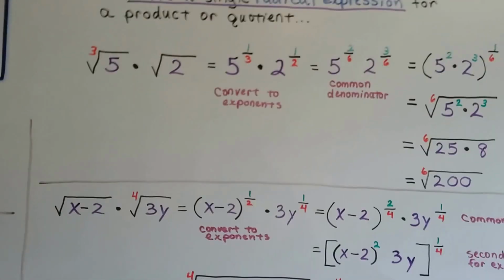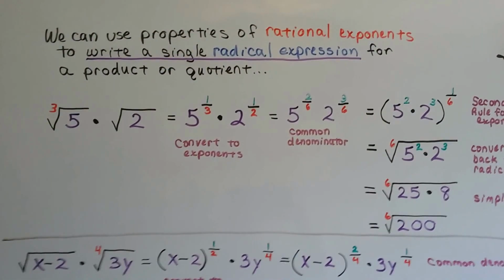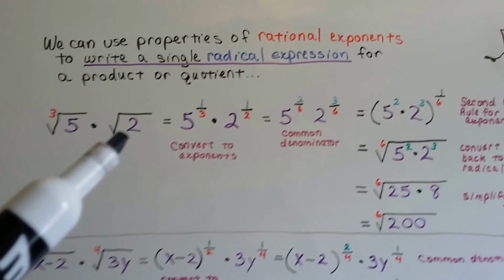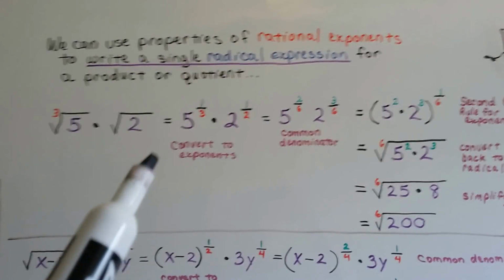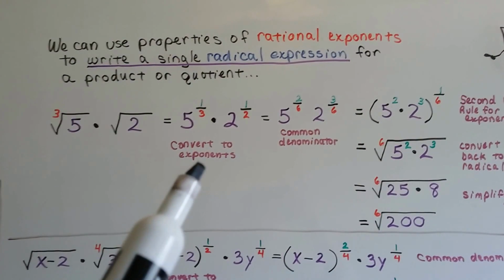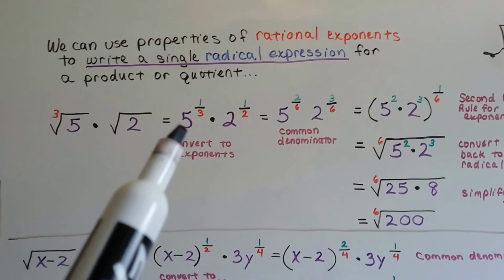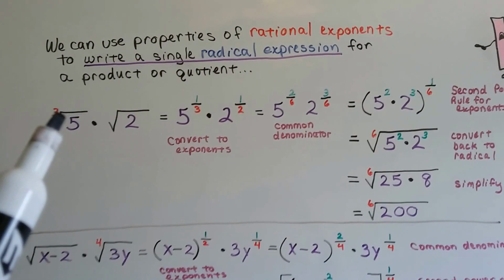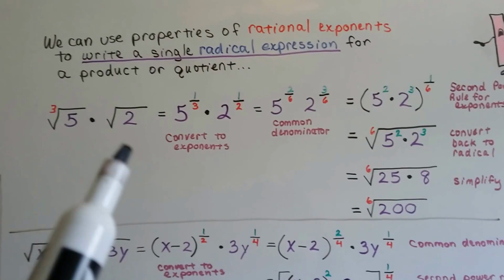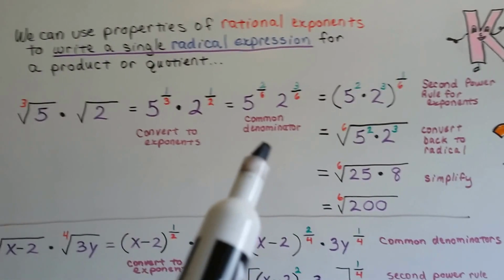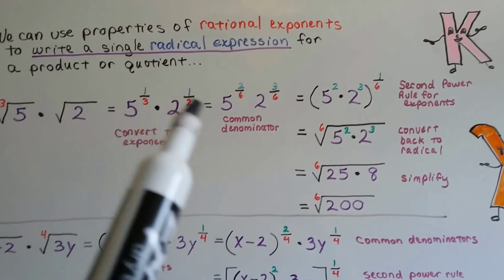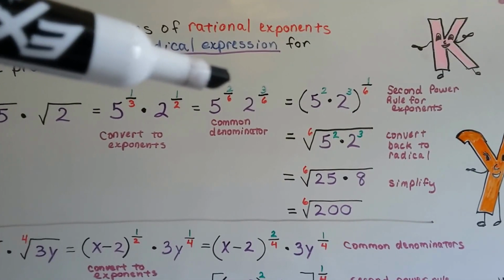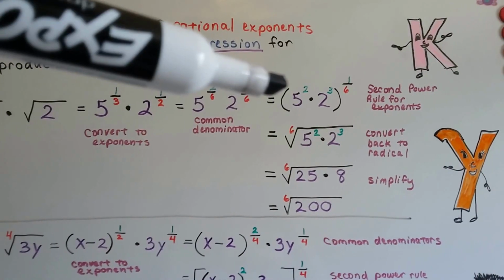And we can use properties of rational exponents to write a single radical expression for a product or a quotient. So if we've got the cube root of 5 times the square root of 2, we can convert them to exponential notation. So we've got 5 to the 1/3 power times 2 to the 1/2 power. That's our little denominator, and because that's a square root, there's a 2 there that's invisible, isn't it? We find a common denominator for the 3 and the 2, and that would be a 6. And we get 5 to the 2/6 times 2 to the 3/6.